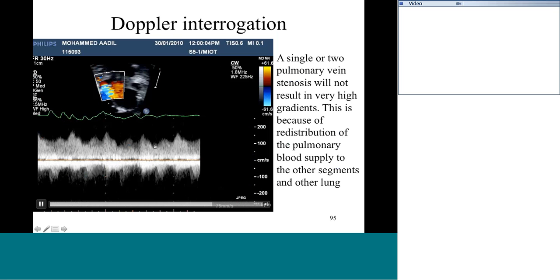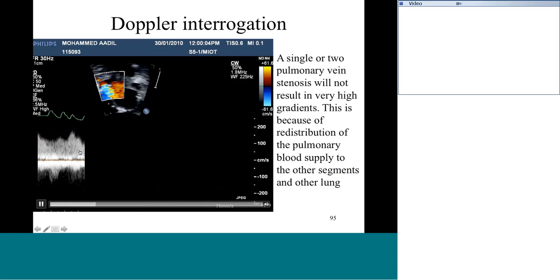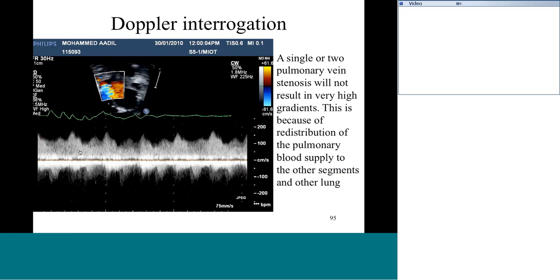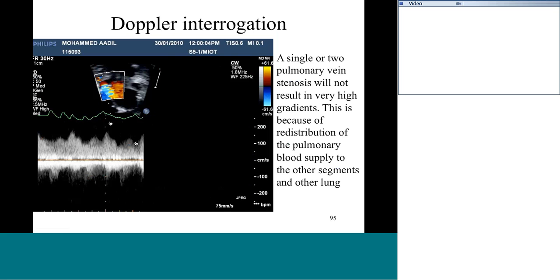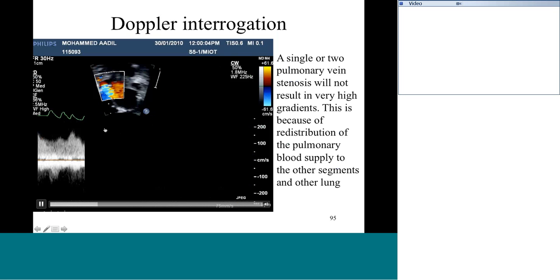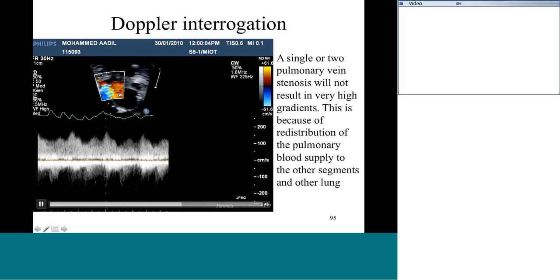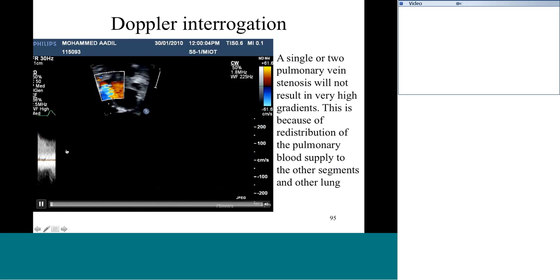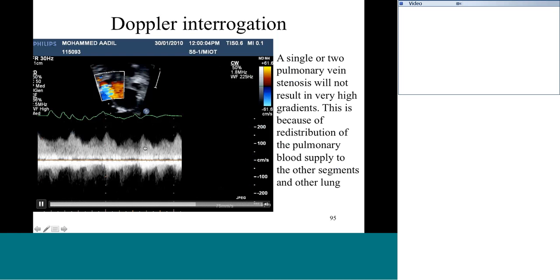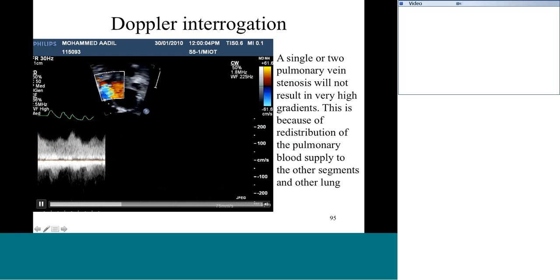Now, we need to understand one thing. Whenever only one or two pulmonary veins are obstructed, the body compensates by pushing the blood to the other healthy lung. And so, you will not get a very severe gradient like what you get in triatriatum. In triatriatum, you will get a gradient of 18 or 20 millimeters also because the entire cardiac output goes. Whereas here, about 20% of the Qp will get distributed towards the stenotic side, and the remaining 80% will go into the other healthy side. This redistribution will lead to less of gradients.